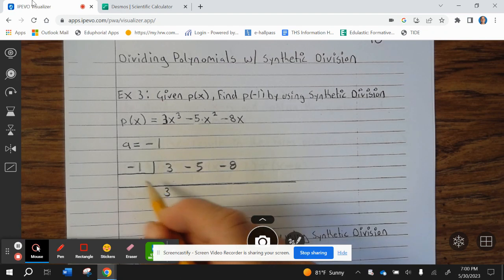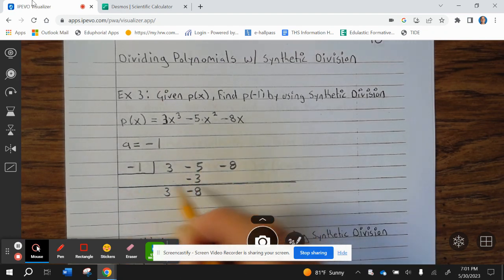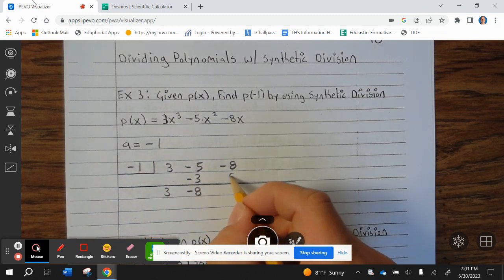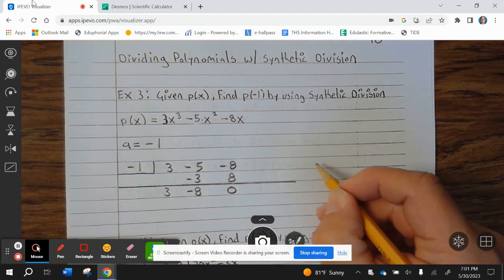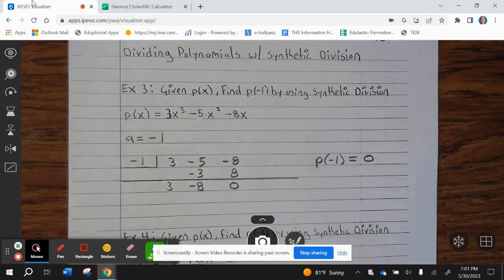Bring down the 3. Negative 1 times 3 is negative 3. Negative 5 plus negative 3 is negative 8. Negative 1 times negative 8 is a positive 8. So p of negative 1 equals 0. All right, go ahead and finish up example 3.